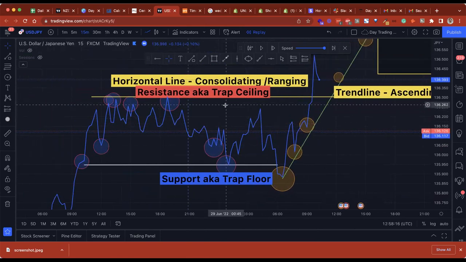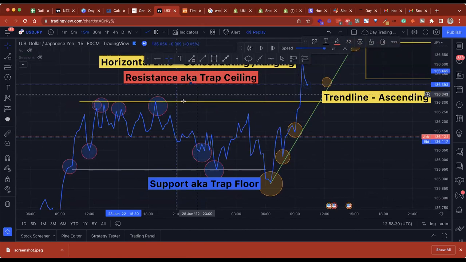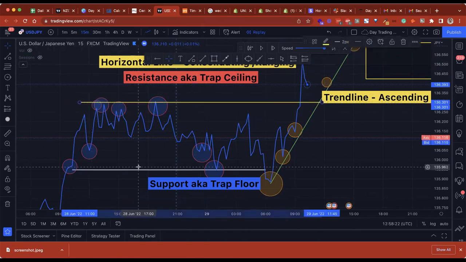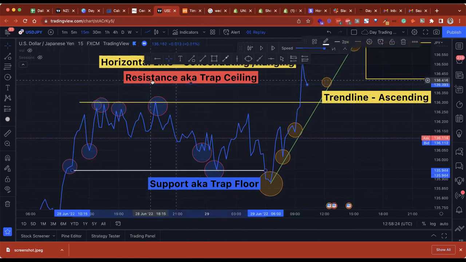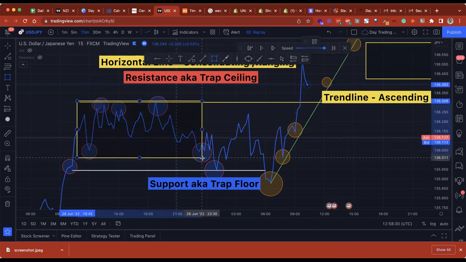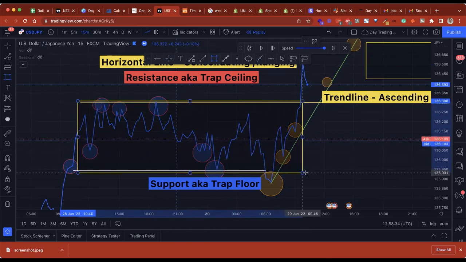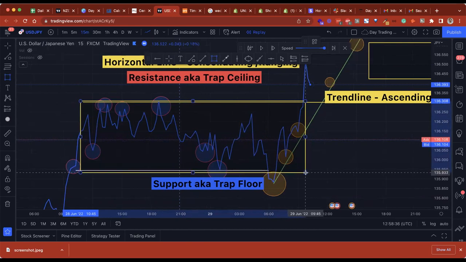So remember, we got our trap. Our trap is comprised of our floor and our ceiling. Once you got a clear floor and ceiling, what do you do? You draw a rectangle. This is where our basic rectangle shape comes into play. A rectangle just connects the floor and the ceiling. That's it. You just connect the floor and the ceiling.